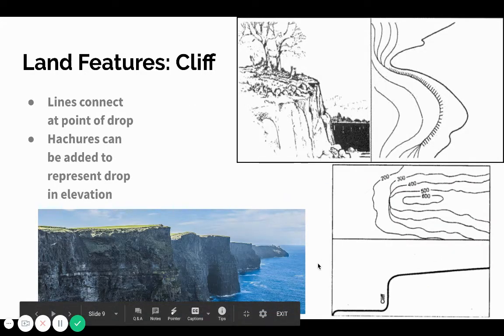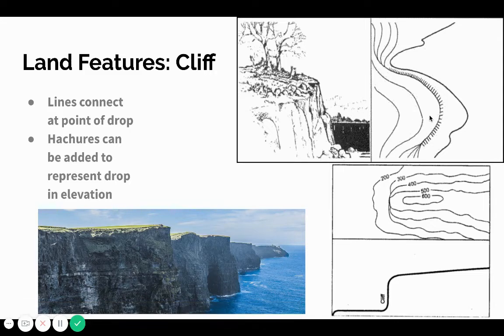So a cliff has a very steep drop, and that is represented also by these little hasher marks, which makes sense now that we know those represent a decrease in elevation. But it could also be represented by the contour lines kind of connecting to depict a pretty straight down drop from the same elevation. So here it looks like this is a pretty straight down cliff from about 500 feet.